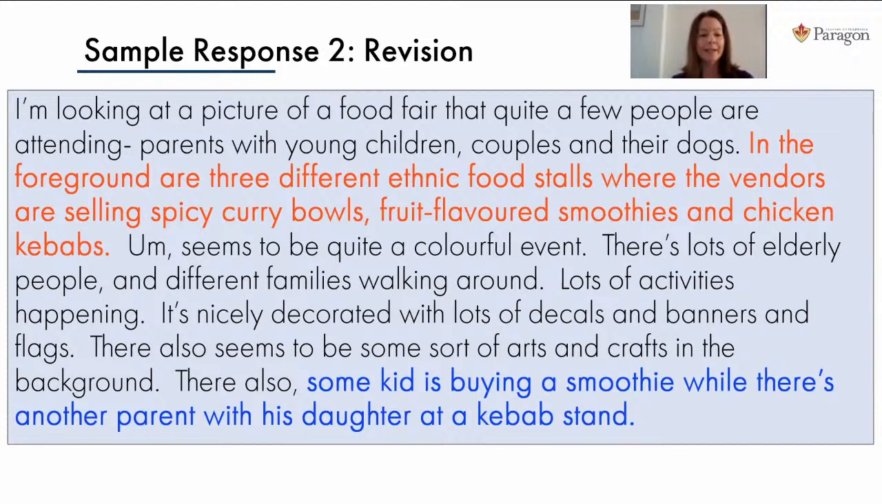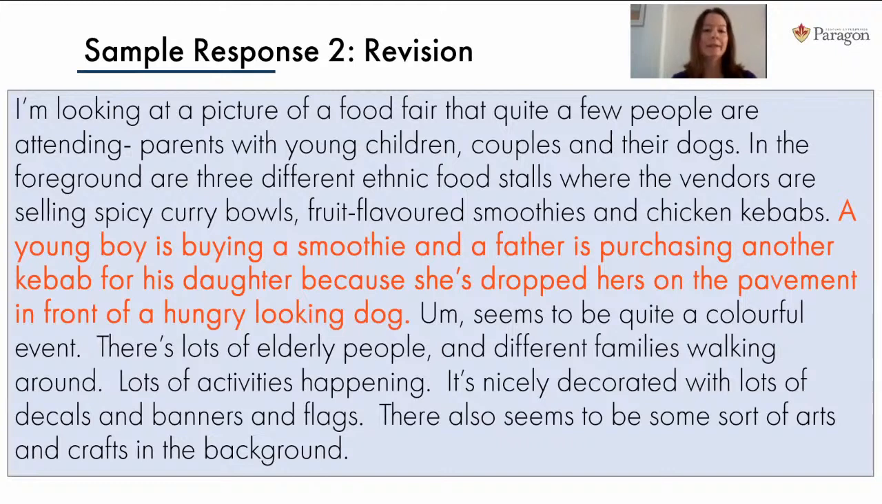So that's a great detail to describe, but we should really be describing it next in our scene, right? We've just finished talking about the three food stalls. So it makes perfect sense to talk about the people at those food stalls next. So let's try. A young boy is buying a smoothie and a father is purchasing another kebab for his daughter because she's dropped hers on the pavement in front of a hungry looking dog.